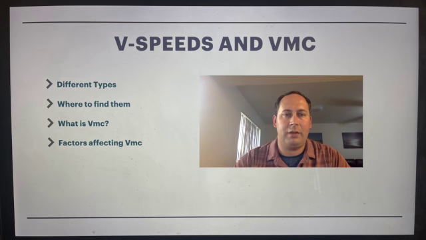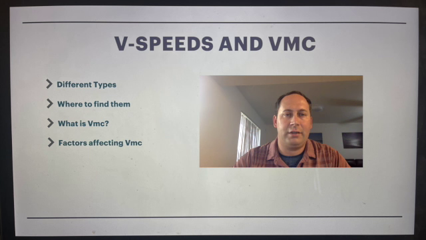So where to find some of our V speeds? It should be in your airplane flight manual or your pilot's operating handbook. For us, that's where I'm going to reference mine, out of Piper's airplane flight manual. And so what is VMC? Our definition is from the Airplane Flying Handbook from the FAA, Chapter 13, Transition to Multi-Engines.